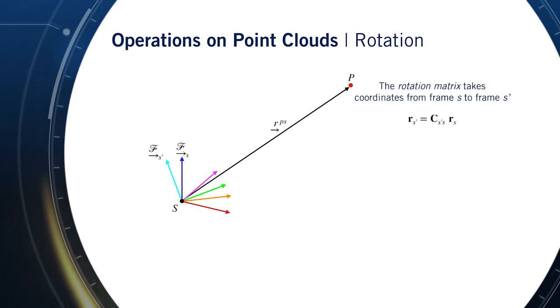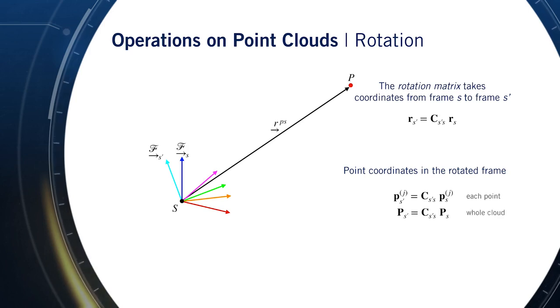Remember that the rotation matrix C tells us how to find the coordinates of a vector in a rotated frame from the coordinates of the vector in the original frame. So if we know the rotation matrix from frame S to frame S prime, all we have to do is multiply it against the coordinates of P in frame S to get the coordinates of P in frame S prime. To determine the coordinates of the entire rotated point cloud, the operation is exactly the same thanks to the properties of matrix multiplication.